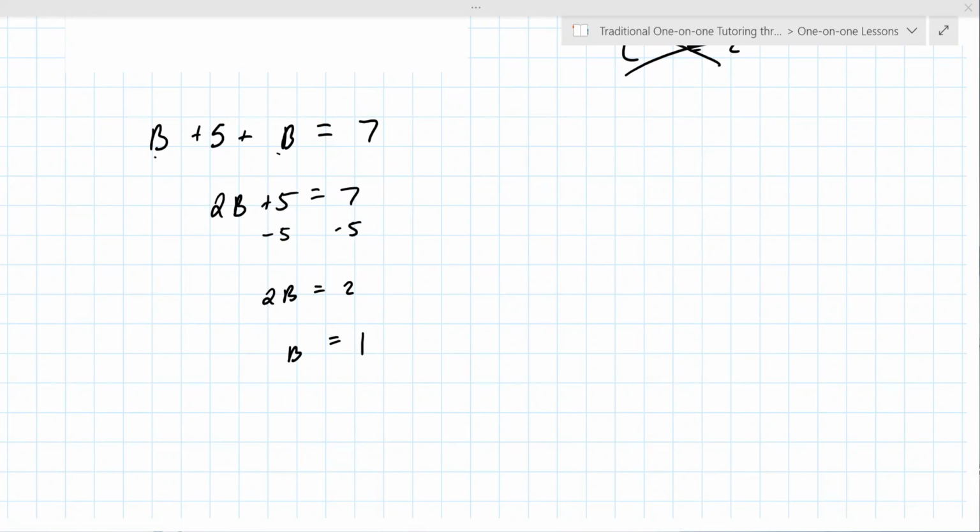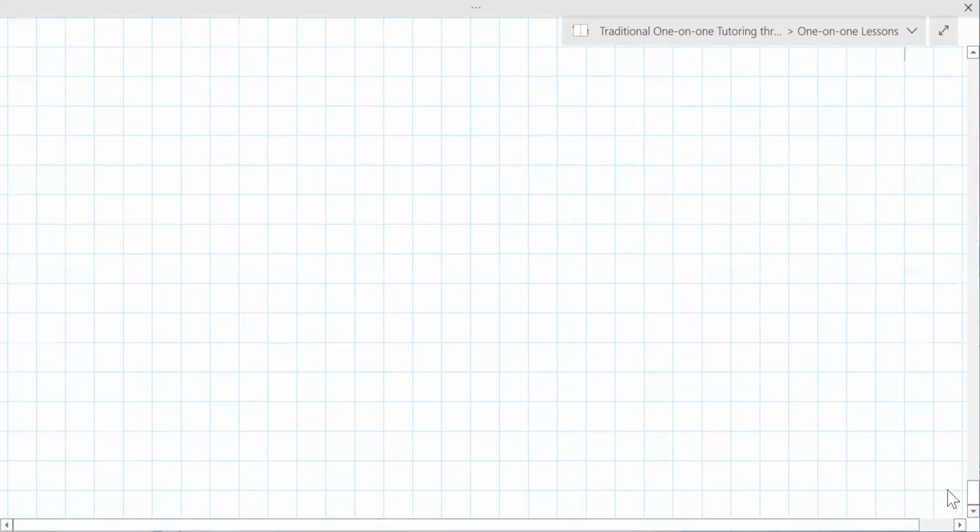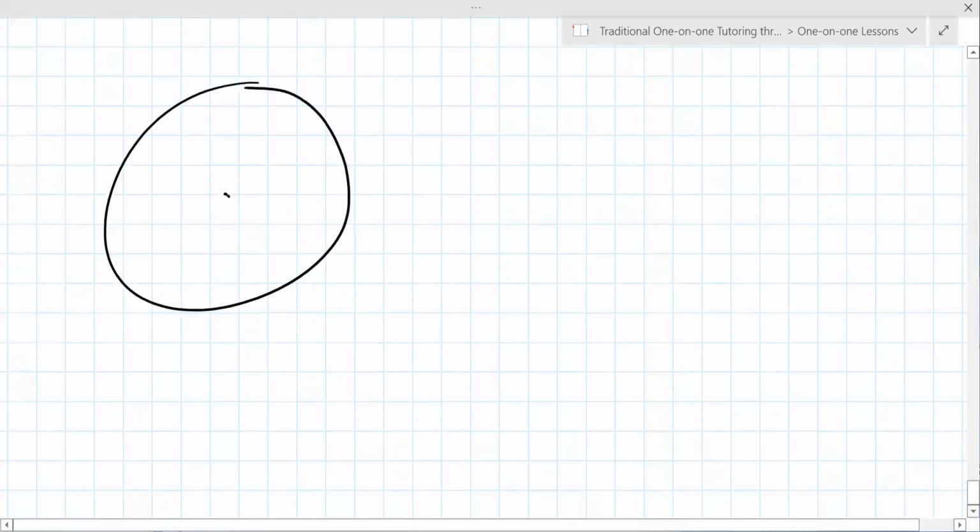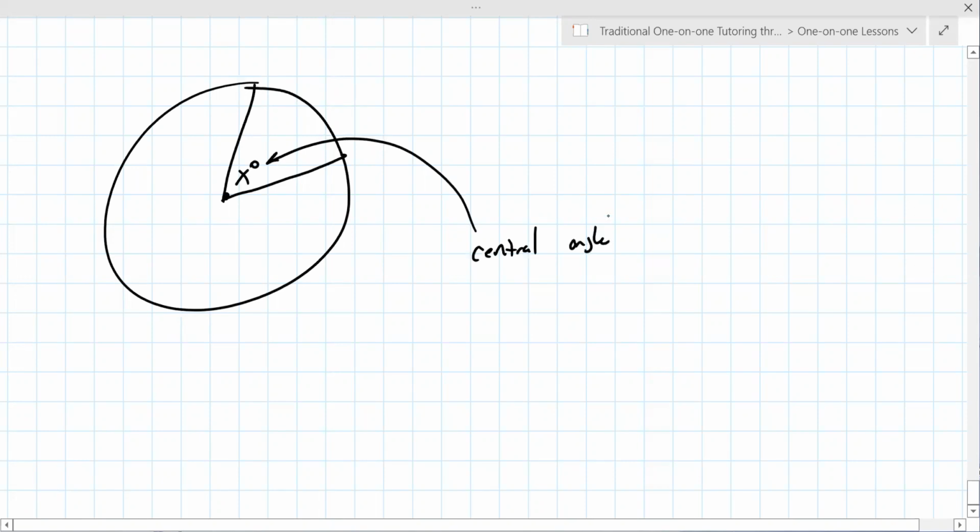All right, before I do this one, I'm going to give you a little background information. In a circle, if you have a center, and this angle is X, this is called a central angle. And it's exactly equal to the arc angle. These are the same if you're given the central angle.